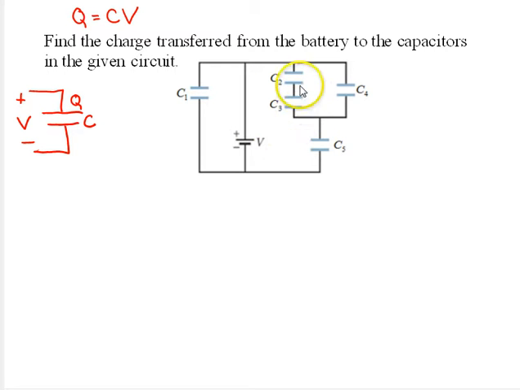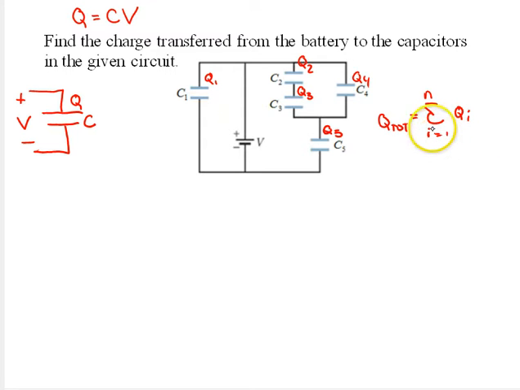Well, what we have here is 5 capacitors. This EMF device has to charge all 5 of the capacitors. So if we could find the charge on C1, we'll call it Q1, the charge on C2, we'll call it Q2, the charge on C3, we'll call Q3, Q4, and Q5, then the total charge transferred from the battery to the capacitors would be equal to the sum of all 5 charges, or the sum from i equals 1 to n of Qi.